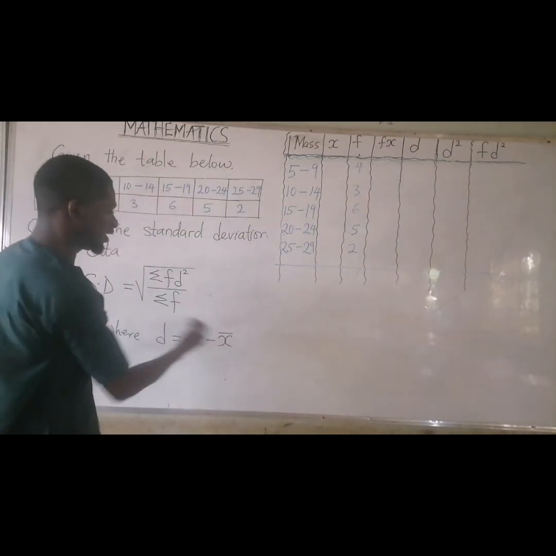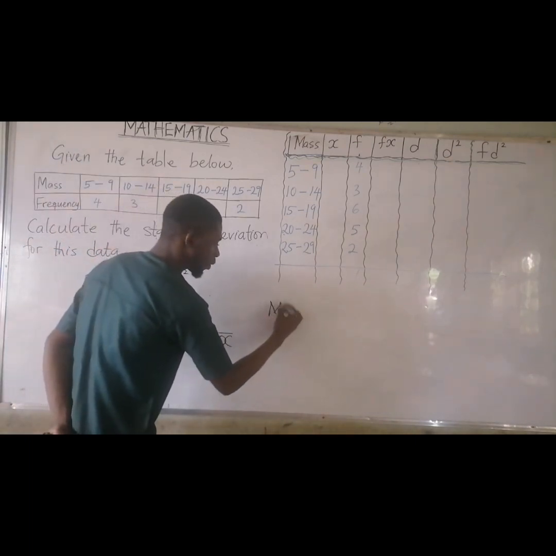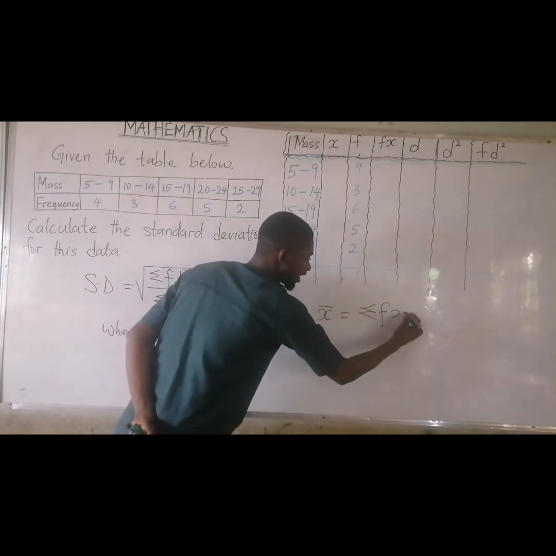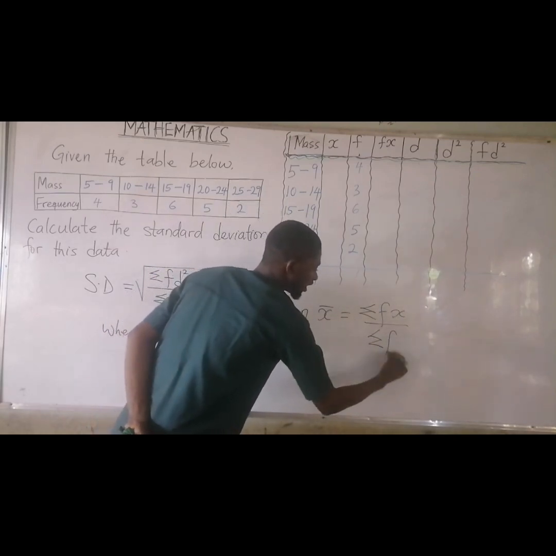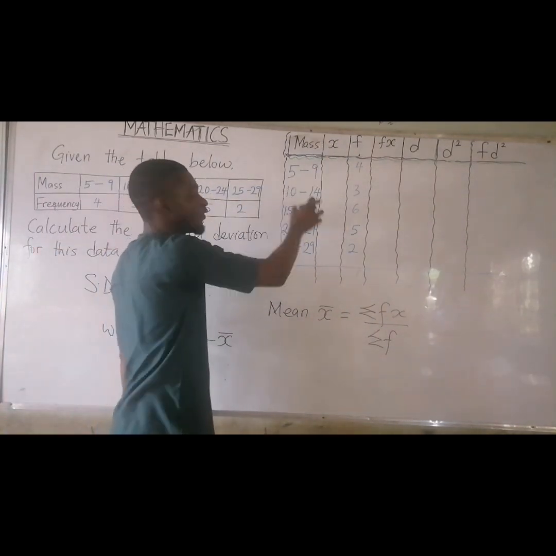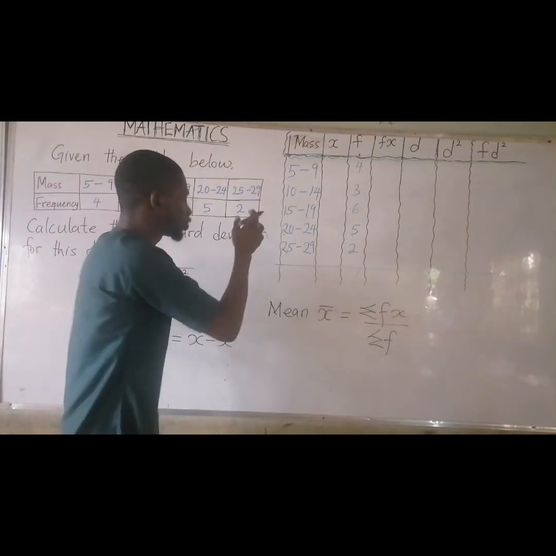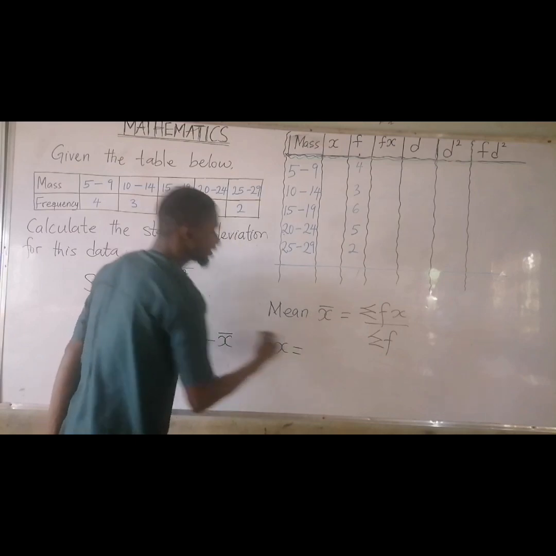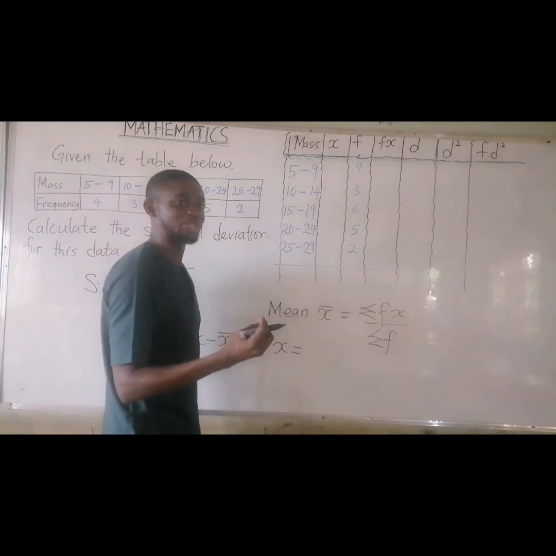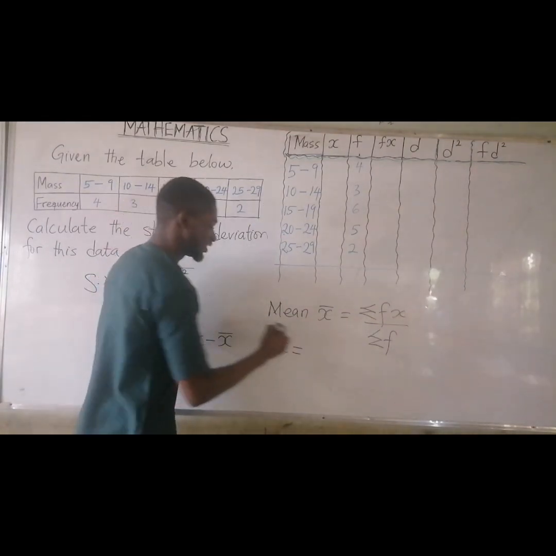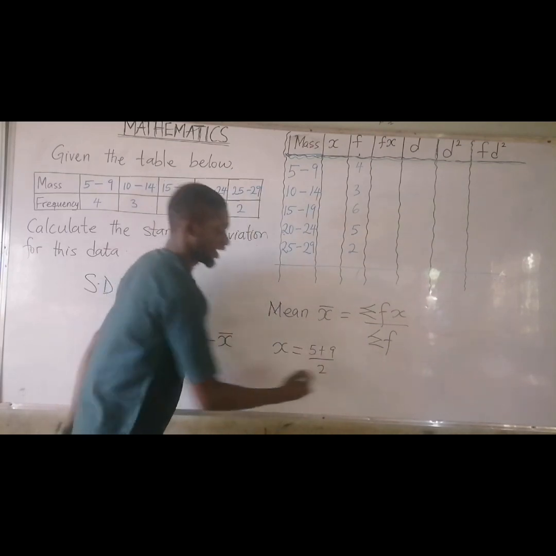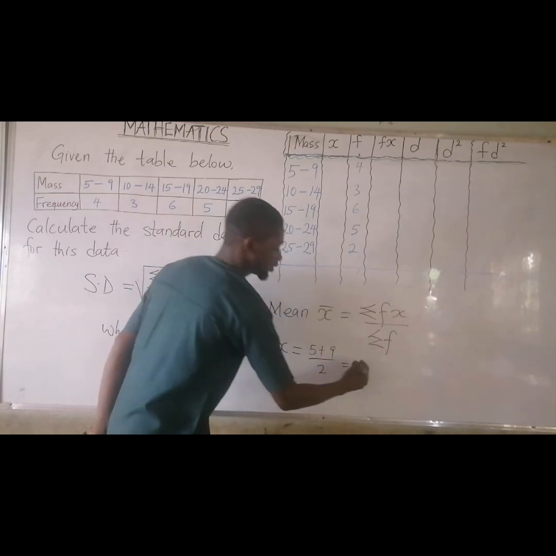Remember, we will need the mean, and the formula for mean, that is our mean, X bar is equal to the summation Fx divided by the summation F. So to do that, we have prepared this. How do we determine the X for a group data, that is the mean value? We add the lower limit plus the upper limit and divide it by 2 for each of the class intervals. That is, for the first one, 5 plus 9 divided by 2, and that gives us 14 divided by 2, that's 7.